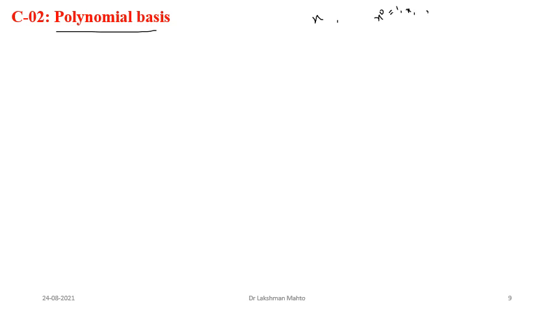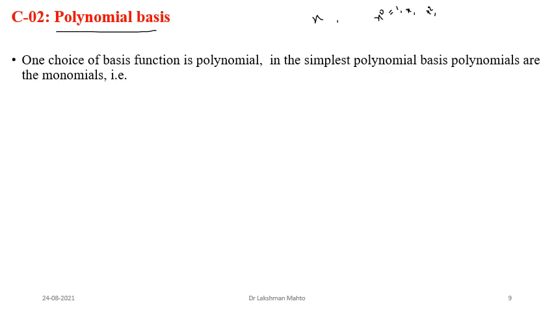The next basis function you can take is x square, and likewise you can go up to as many feature maps as you want. It depends upon your situation and your choice, how many basis functions or what dimension you want to fix for the feature space. Here I have taken one choice of basis function, which I am calling polynomial. In the simplest polynomial basis, the polynomials happen to be monomials. You can go for quadratic and other kinds of representation as well, but in the simplest approach the feature map or basis function would be a monomial.